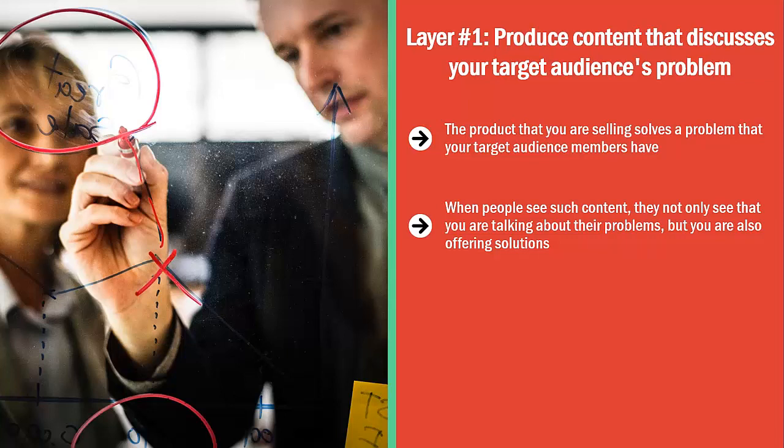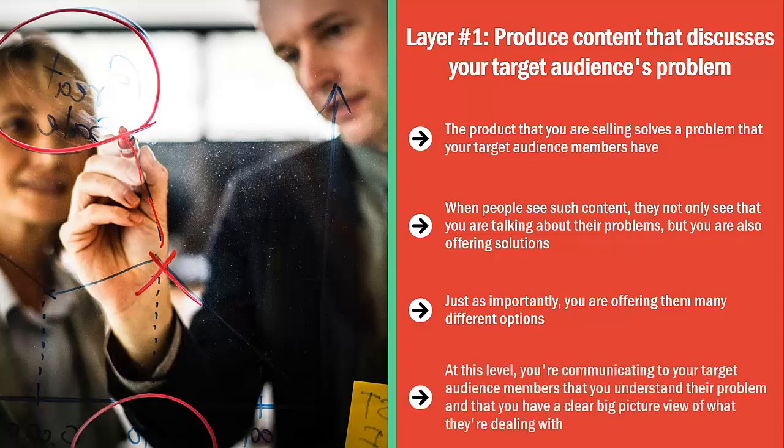You are talking their language. You are speaking to issues that are important to them. Just as importantly, you are offering them many different options. And by doing so, you establish your expertise. You're not just some random person telling them to buy one product and one product alone. At this level, you're communicating to your target audience members that you understand their problem and that you have a clear, big picture view of what they're dealing with. So you explain many different issues regarding their problem. You lay it out. And the more information they get from your content, the more credible and authoritative you become in their eyes.